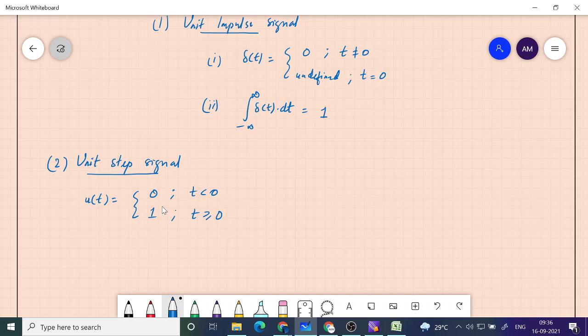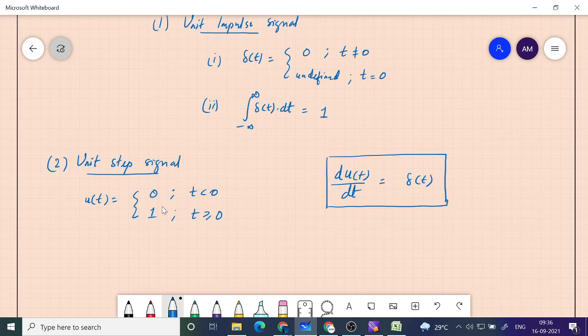And then what we showed is that if you take u of t and differentiate it, du of t by dt, if you differentiate the unit step signal, then we get delta of t. So this is the relationship between the two signals that we have seen.